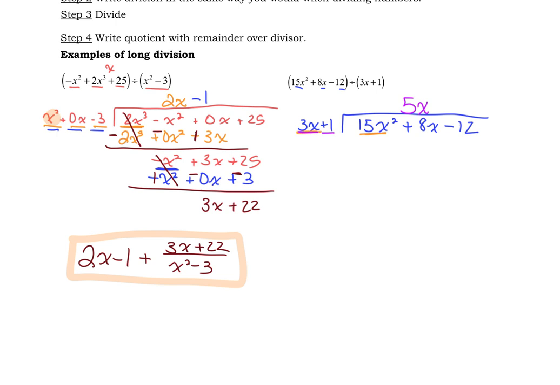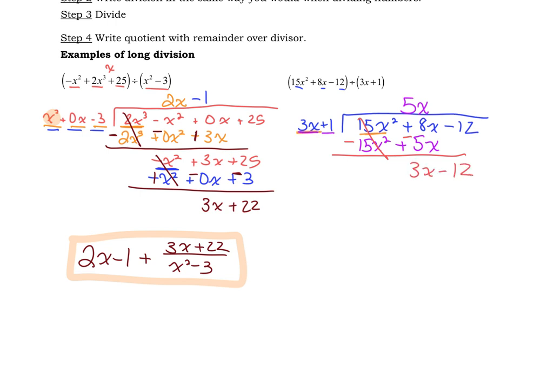So 5x times 3x is 15x squared. 5x times 1 is 5x. Remember, we're going to draw the line, change all the signs. And now I get 8x and a negative 5x is 3x minus 12.